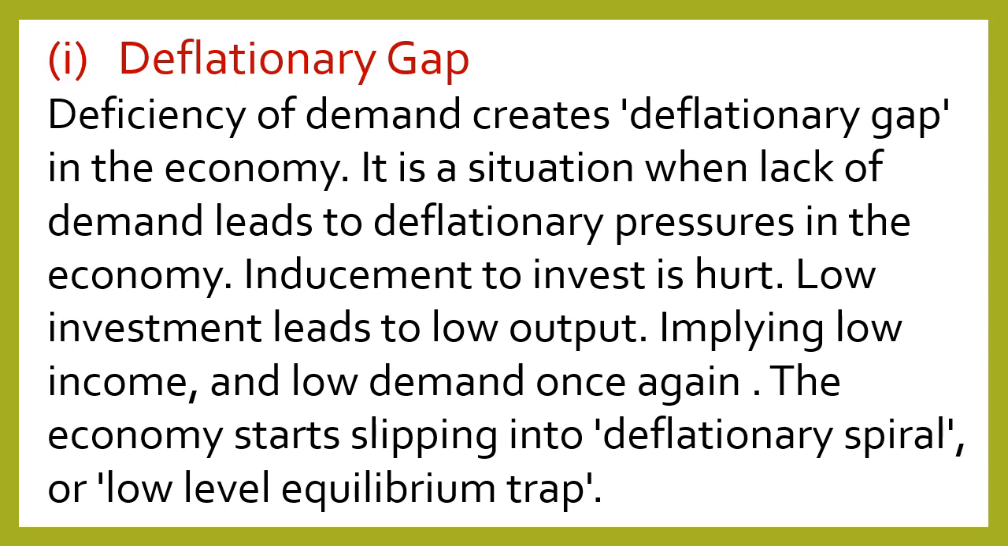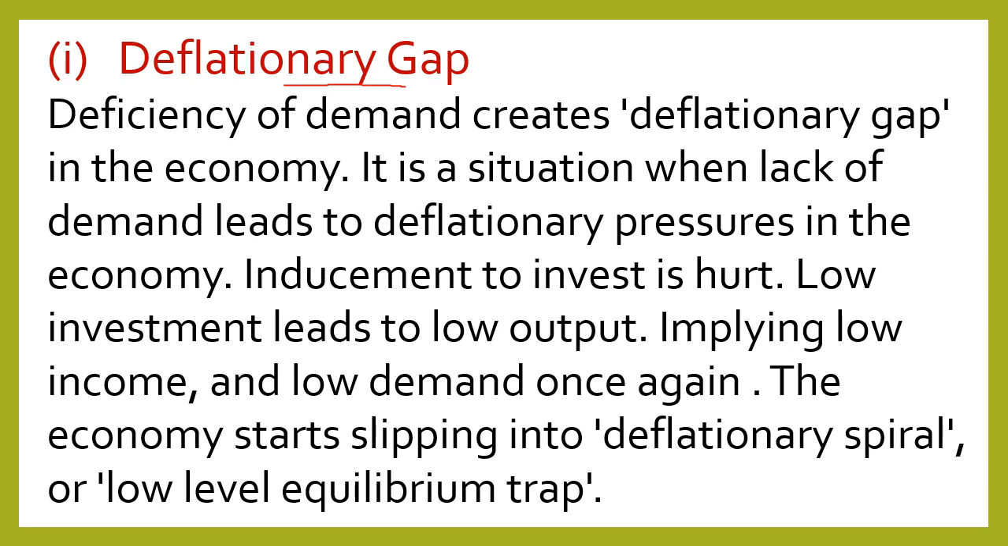Now see, the next consequence is deflationary gap. What happens if aggregate demand is less? That means there is underemployment. If there is deficient demand, that means there is underemployment in the economy, which means income of people is less. People will invest less. If they invest less, that means there would be low output. Low output means less income. Less income would again lead to low demand. So this circle will go on, and this would create a deflationary spiral.